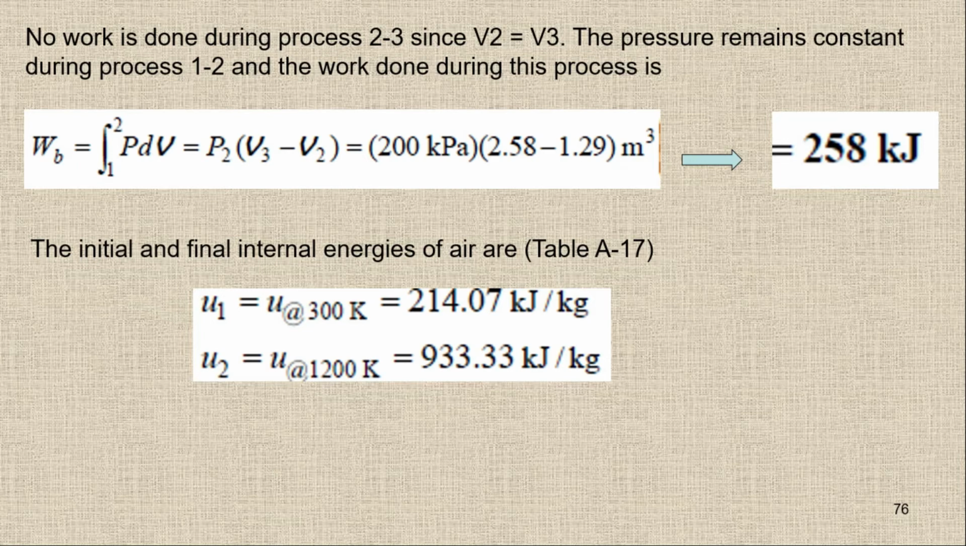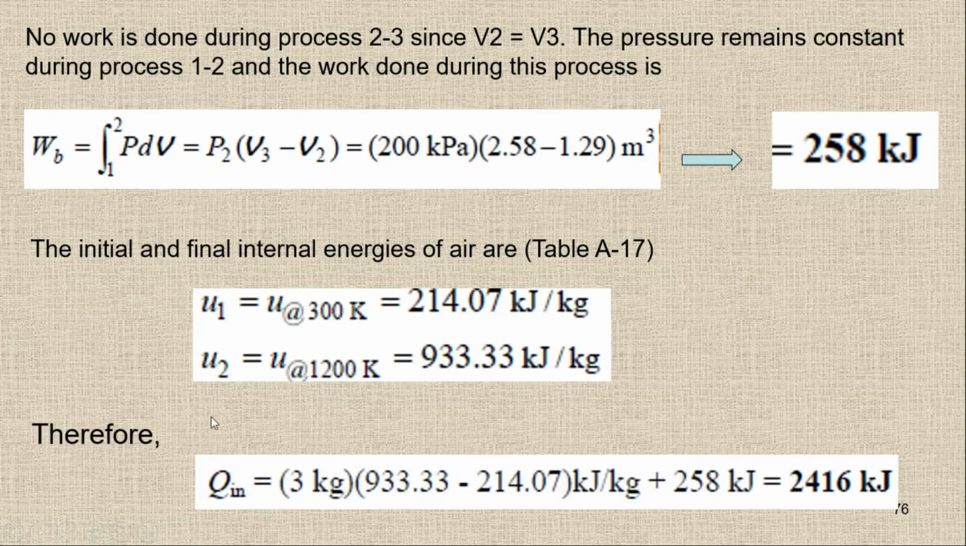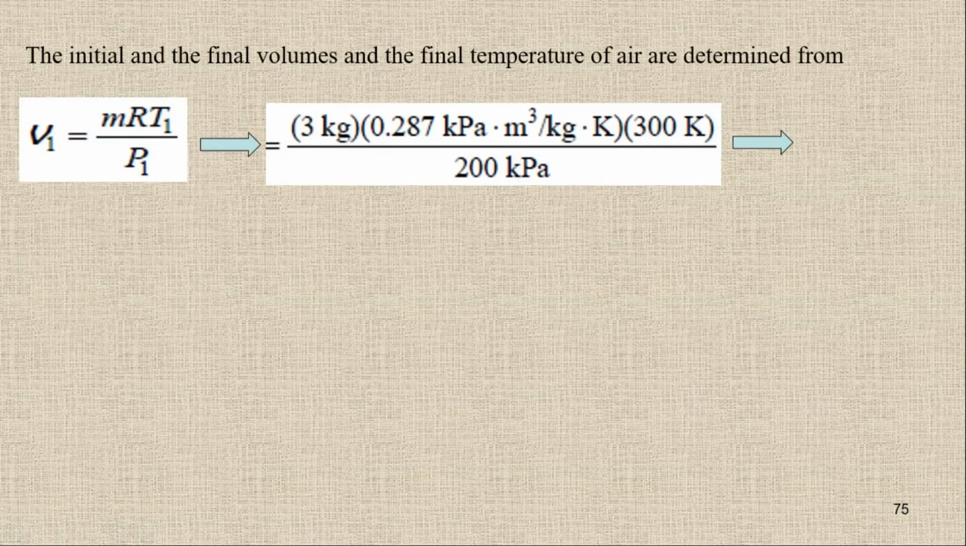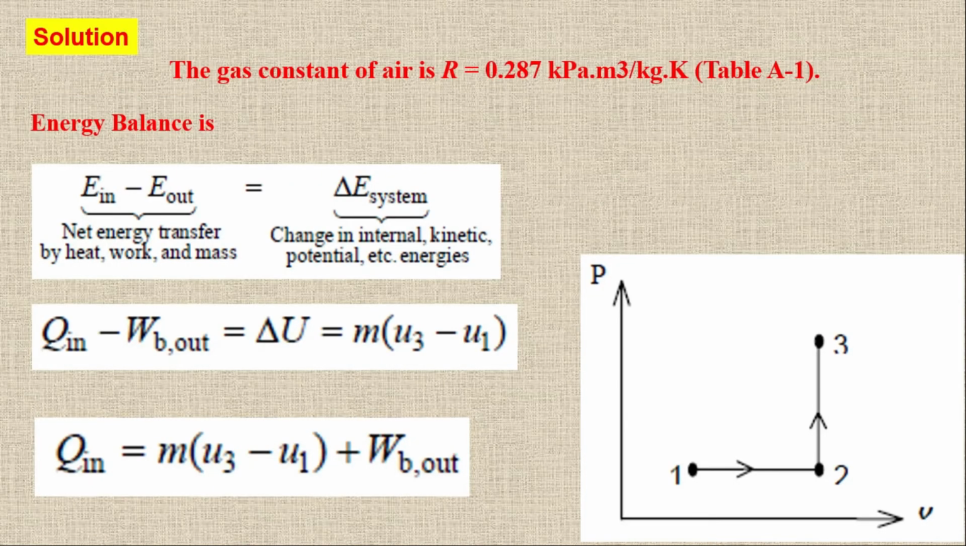This is one way to find out the value of U. We have an alternate solution as well, I'll show you in the next slide. If you are going to use this table, then you can easily find out the value of U1 and U3, and then with the help of this equation that we already solved here. We know U3, we know U1, boundary work we have already calculated, and the mass value is given. So with the help of this formula we can find out the Q.